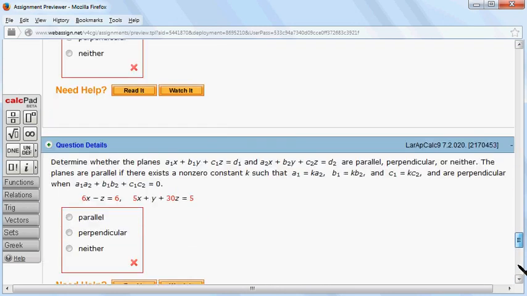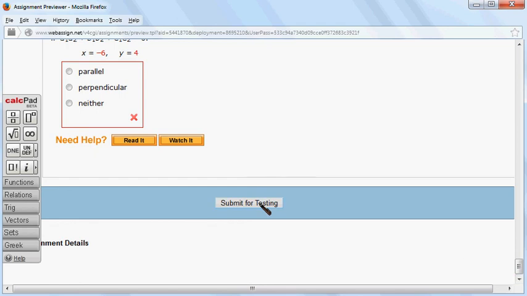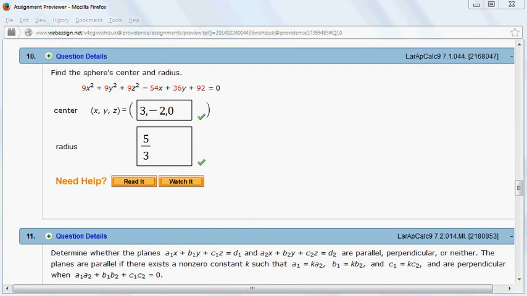Go down here and submit for testing. It came back and looks like we got the center and the radius correctly. That's it. I hope that this was clear.